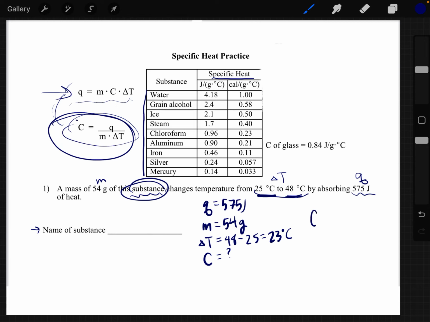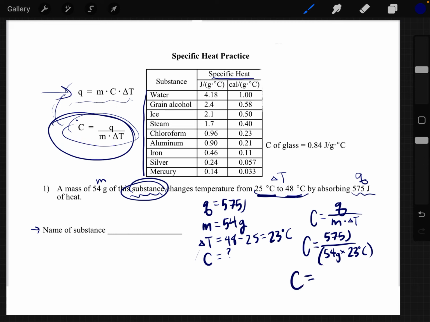So we're going to say, okay, C, specific heat, is equal to whatever the Q was that they gave us over the M times the delta T. So I'm going to say C equals, my Q was 575 joules, my M was 54 grams, and my delta T was 23 degrees Celsius.